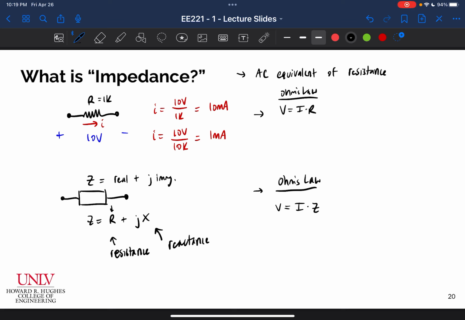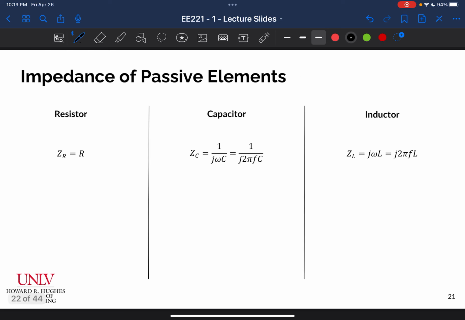And I'm going to get into that in the next slide, so let me just go there real quick. You can see here I have the impedance of passive elements, the resistor, the capacitor, and the inductor. The impedance of a resistor is simply R. So if I look at my box, this is my impedance Z. In this case, it would just be a resistor. What's inside the box is just a resistor. I draw the box because an impedance could be a resistor or a capacitor or an inductor or any combination of those elements in parallel or series.